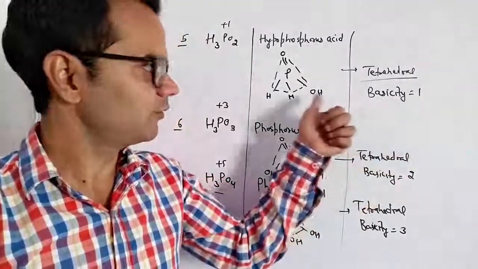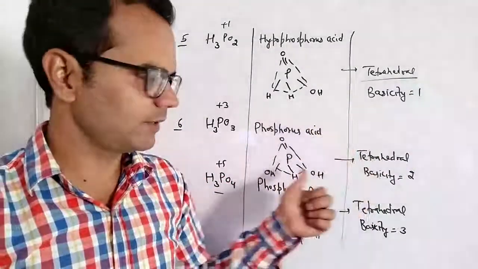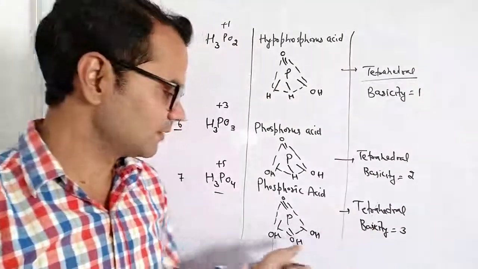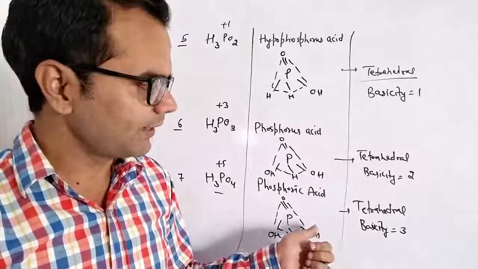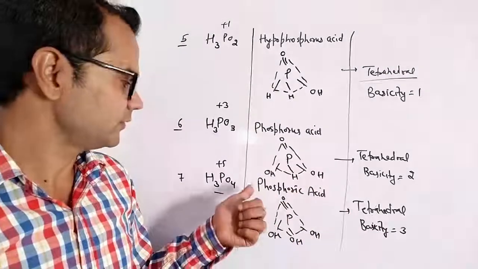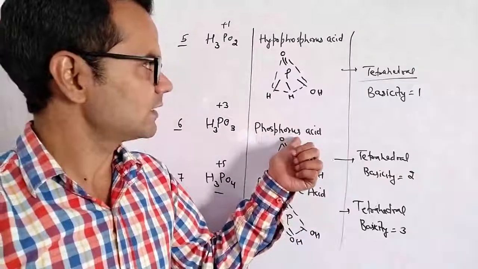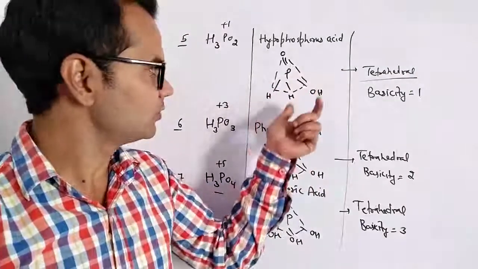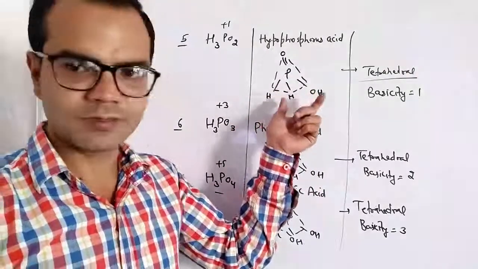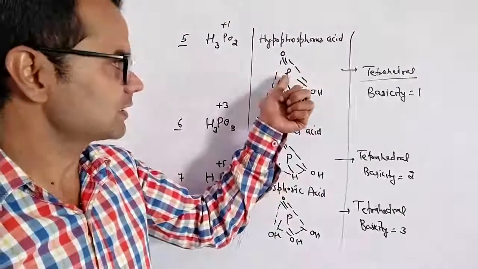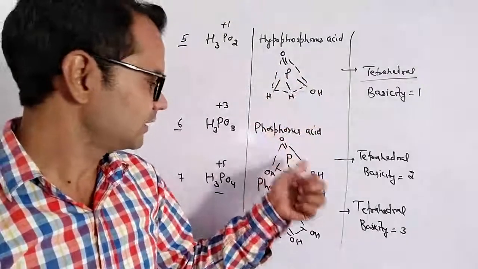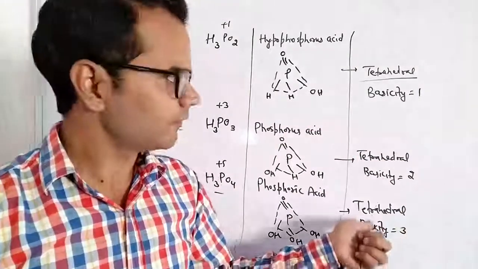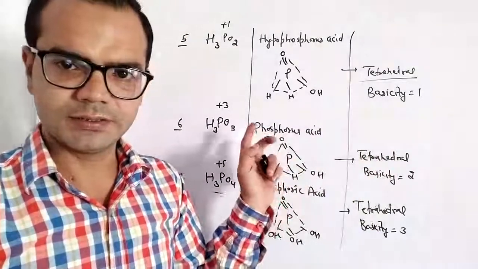Here basicity is 1, one replaceable hydrogen. Here basicity is 2, two replaceable hydrogens. And here basicity is 3, three replaceable hydrogens. Many times the question has been asked: what is the basicity of phosphoric acid, phosphorous acid, and hypophosphorous acid? When we draw the structure, we have to maintain the oxidation state also. Here oxidation state is +1, here +3, and here +5. Their basicity differs, but they all are tetrahedral in shape.